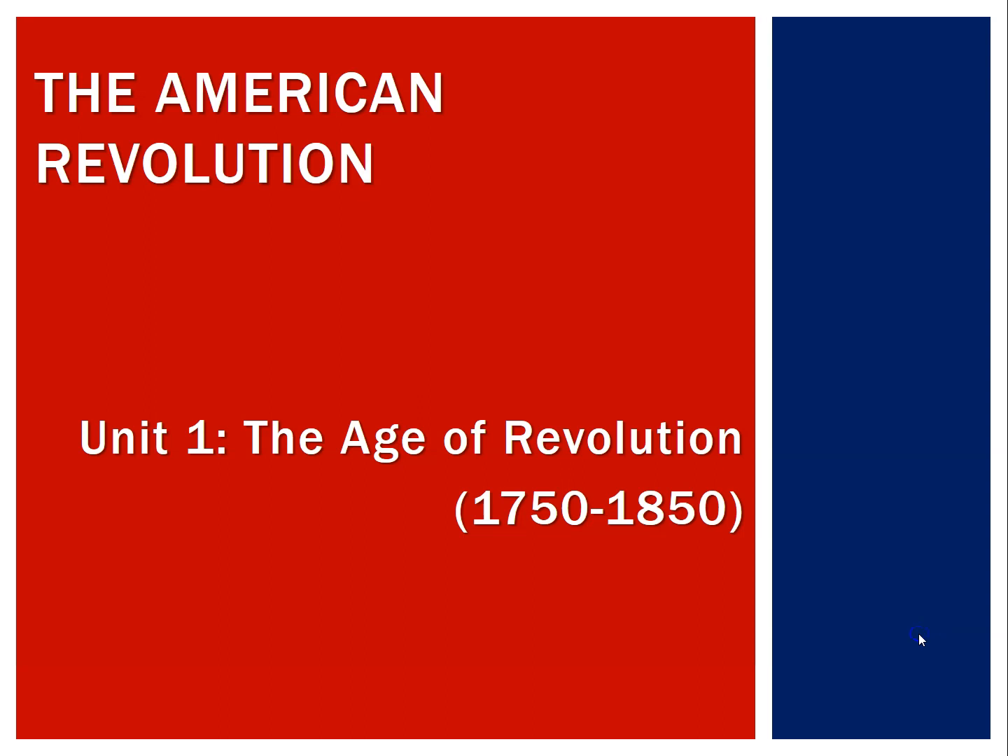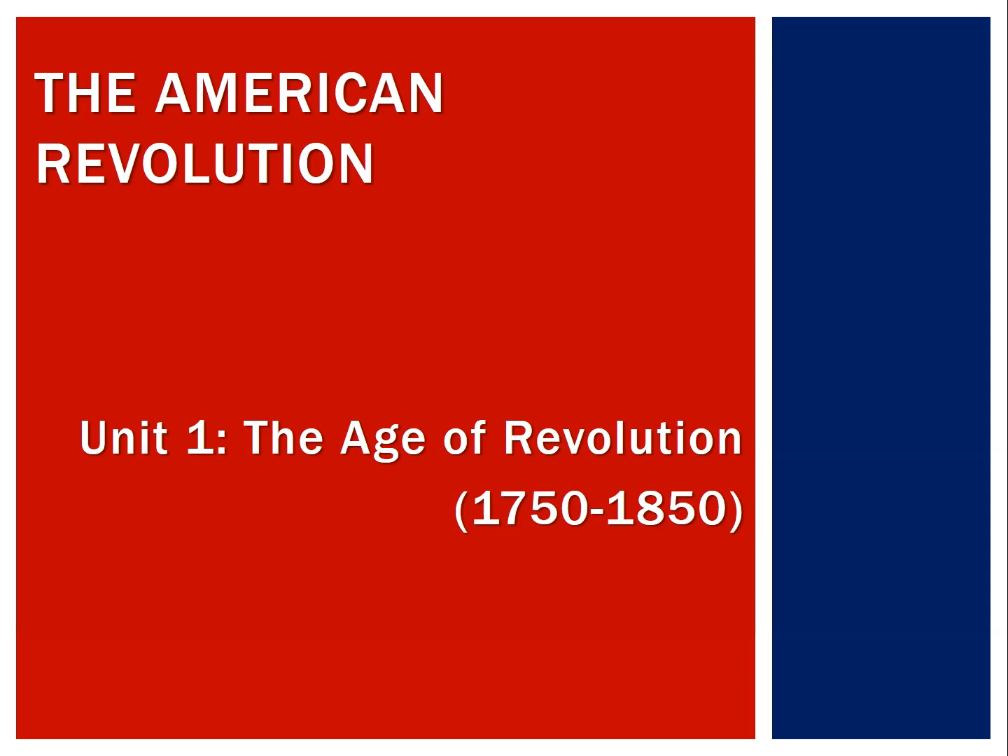Welcome back, everybody. We are in Unit 1, still the Age of Revolution. And in our last two videos, we looked at the Enlightenment, these ideas of rights and privileges and the interaction between the people and their government. And we're going to start taking those ideas and actually putting them into action in the real world. And our first example of that is going to be a little bit of American history.